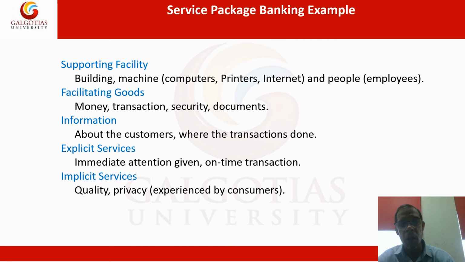There are the checks and the demand draft where the transaction is being done. And the bank is providing some information also. Explicit service could be the immediate rendition given by the bank, on-time transactions, how much waiting time there is in the bank, whether it is 15 minutes or taking more or less time. All the transactions happening in the bank should be done on time. Implicit service: the quality and privacy, all those are implicit. It is the quality of the service and the privacy being maintained by the bank. So this is all service package.